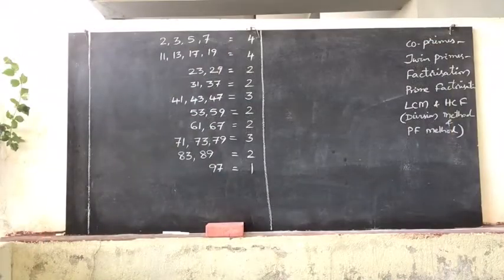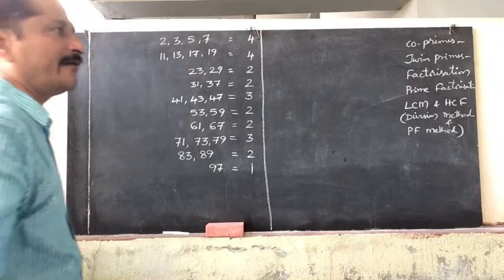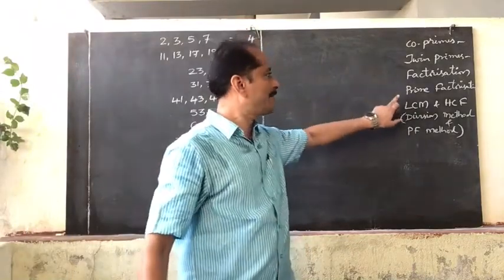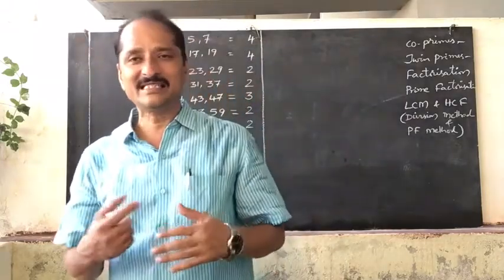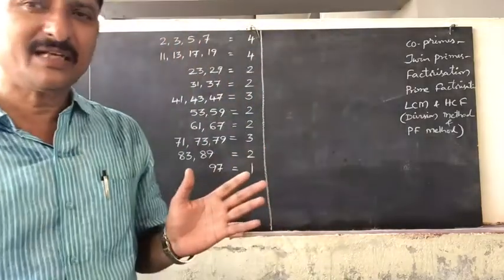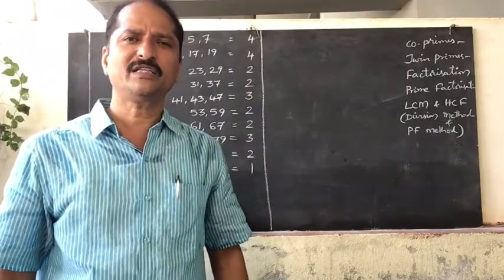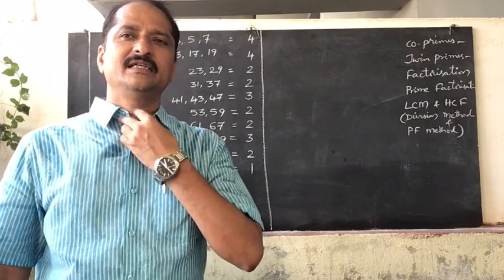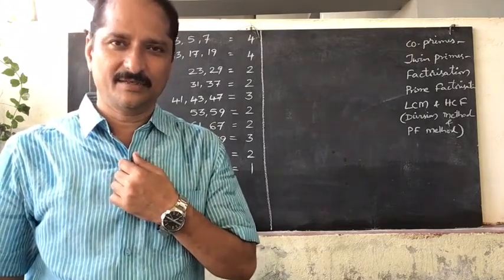Okay, good morning everyone. Today in this class we can see about co-prime numbers, twin primes, factorization, prime factorization, finding the LCM and HCF in division method as well as factorization method. After knowing the factorization, it is easy for us to find out the LCM and HCF.